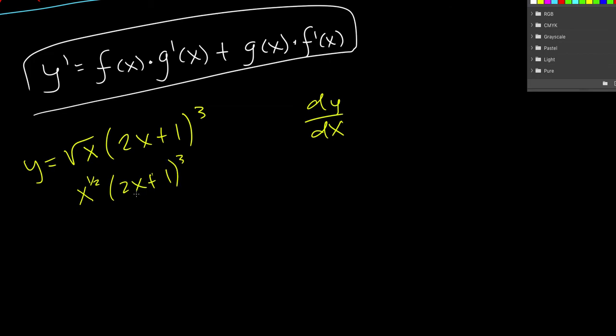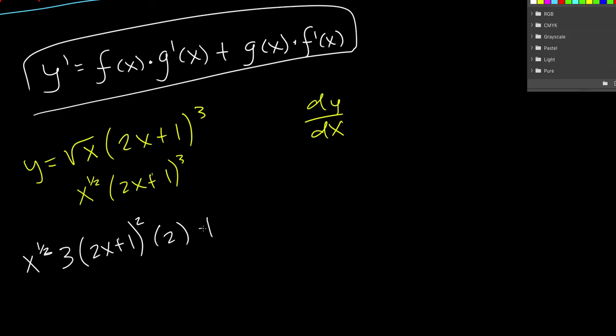Okay, so we write the first one, then we write the derivative of the second one, so we bring the 3 down, multiply it by 2x plus 1, reduce by 1, and then multiply by the derivative of the inside.